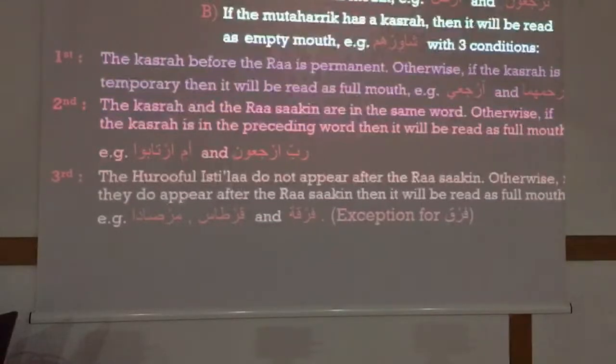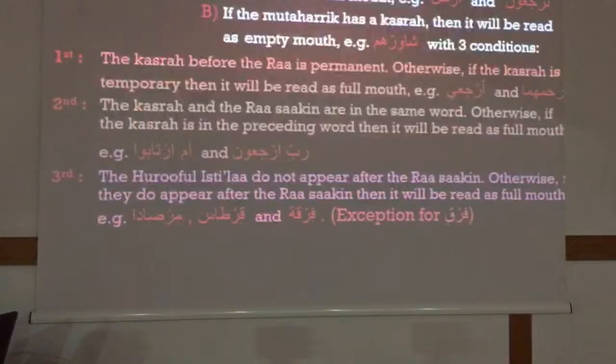You can read it firqin, but me personally, I find it easier, because this word comes in the Quran, to read the ra smiley, to read the ra empty mouth. Firqin. It's easier. You understand? So this is the only exception where you can read it both ways. So these were the rules of ra sakin, okay?